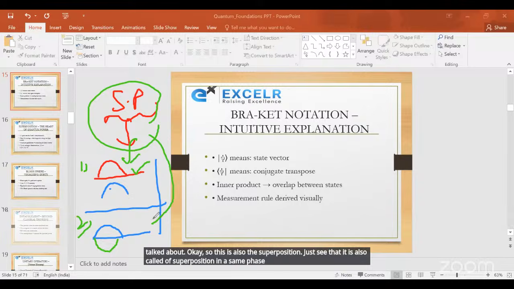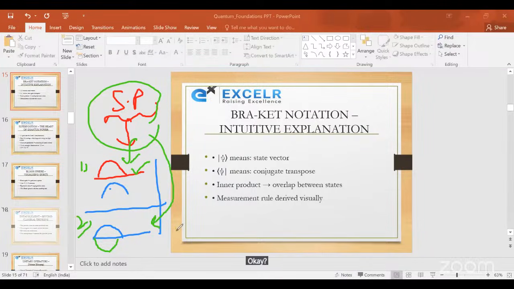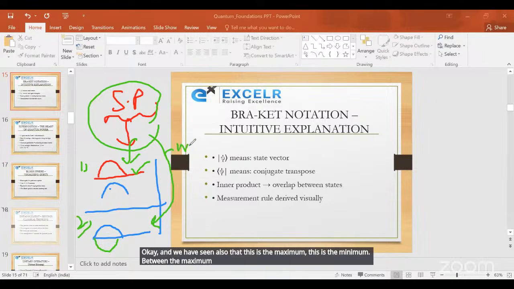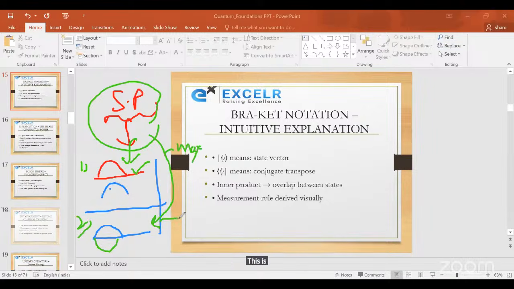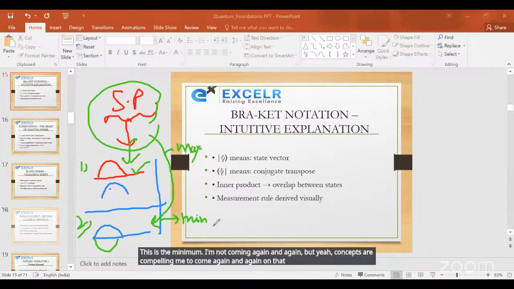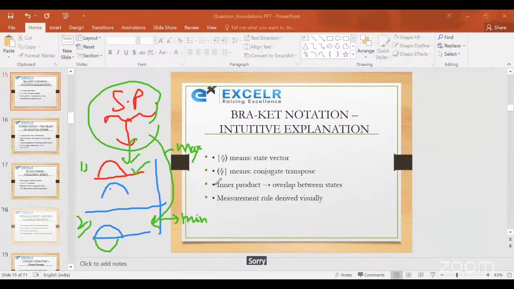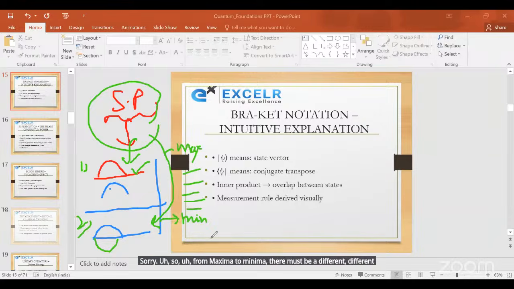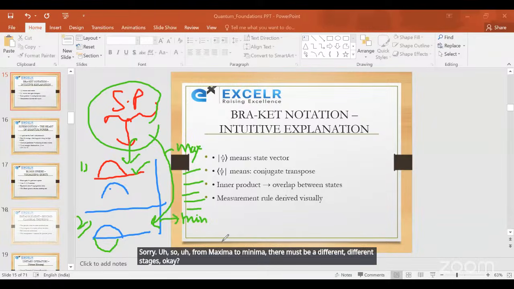And this is also called a superposition in opposite phase. And we have seen also that this is the maximum, this is the minimum. I'm not coming again and again, but concepts are compelling me to come again and again on that point. So from maxima to minima, there must be different stages. I just talked about yesterday 5.7, 7.6, 1.3 like that, and we are going to add it.